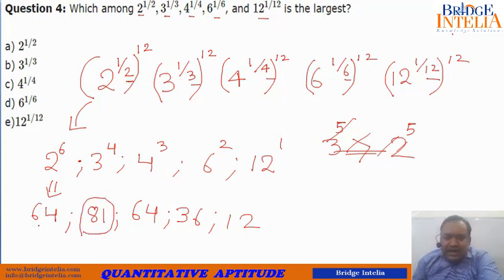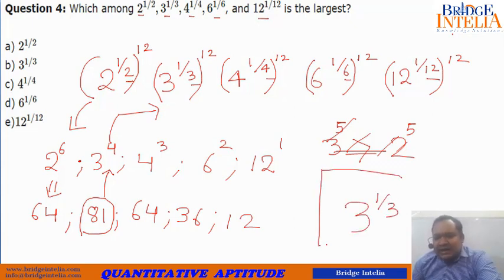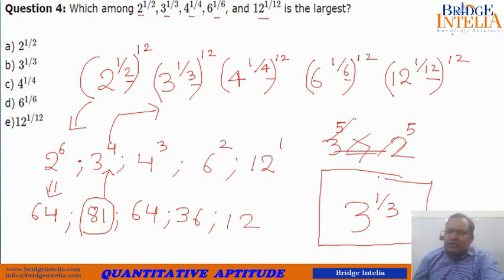But nobody had asked us to compare 64, 81, 64, 36 and 12. So why did we do so? So that we can go reverse-wise and get to the correct answer. If 81 appears to be the correct answer, it means in this series 3 to the power 4 is the greatest number, or in the original series 3 raised to the power 1 by 3 would have been the greatest one. So this is the case of indirectly comparing. That means you transform the exponents first, bring them into comparable format and then compare them.